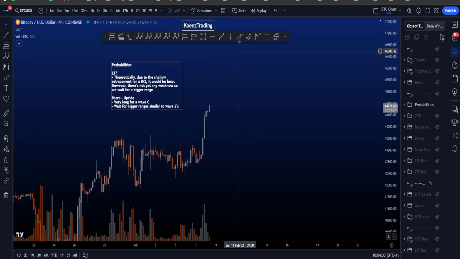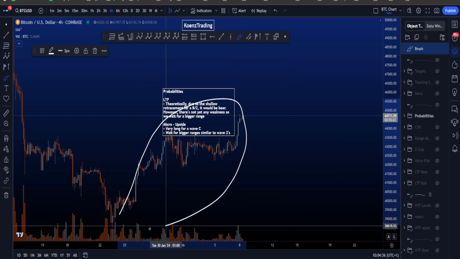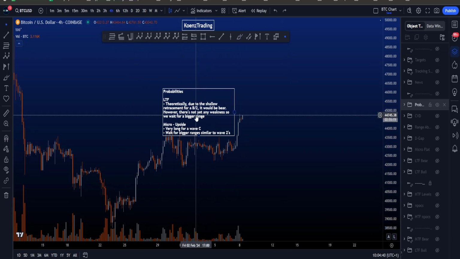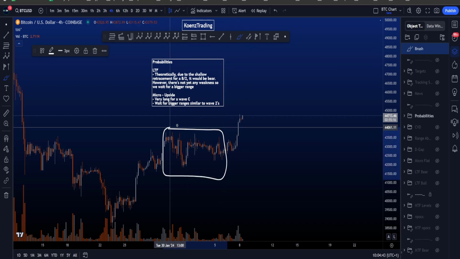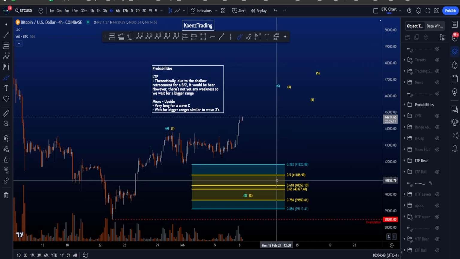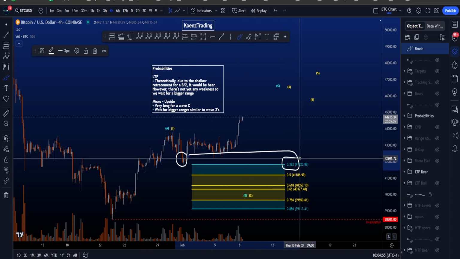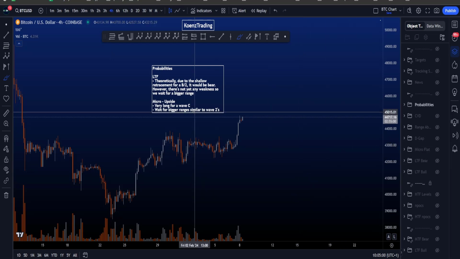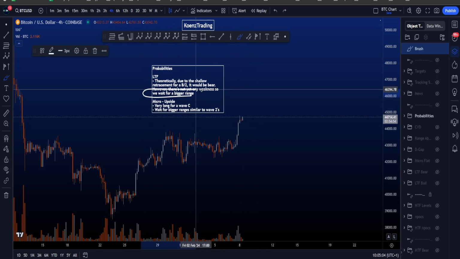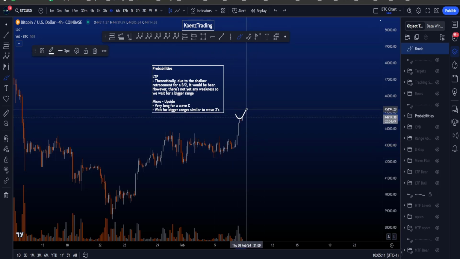If we look at the probabilities here, then on the low time frame, which is the 4-hour time frame, right? When we look at this whole structure over here, theoretically, due to the shallow retracement of this wave B or 2 in the bullish scenario, right, the probabilities would be higher for the bearish scenario based on theory. Reason being, this low over here did not touch the 0.382, which is very rare for both a wave B and a wave 2. However, right, there is not yet any weakness locally on the chart. We need to wait for a bigger range. And on the micro at the moment, here, probabilities would be higher for continuation to the upside.